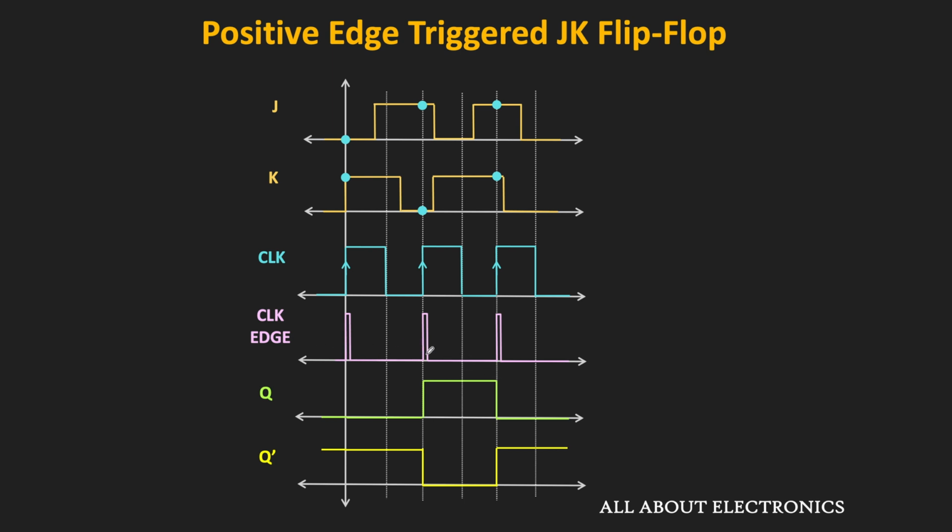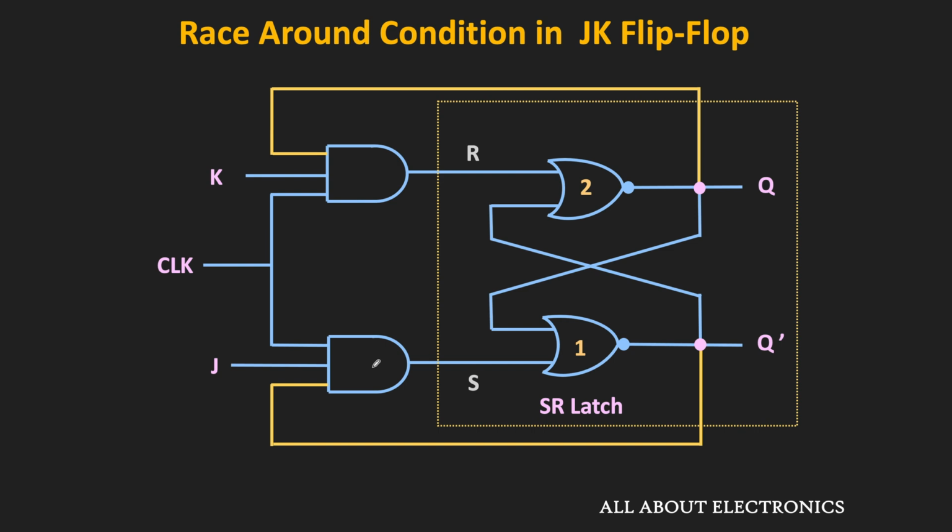Typically, this duration is in the nanoseconds. But if these pulses are not narrow, and if it is much larger than the propagation delay of the flip-flop, or secondly, if this flip-flop is level triggered, then the race around condition may occur in this JK flip-flop. So let us see this race around condition in this JK flip-flop, considering that it is level triggered.